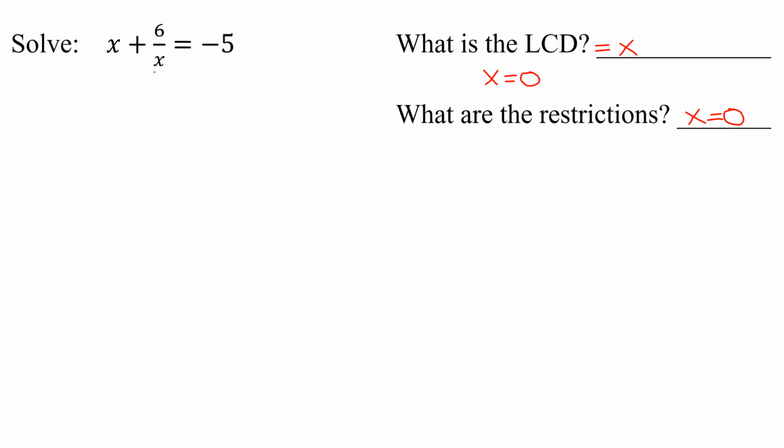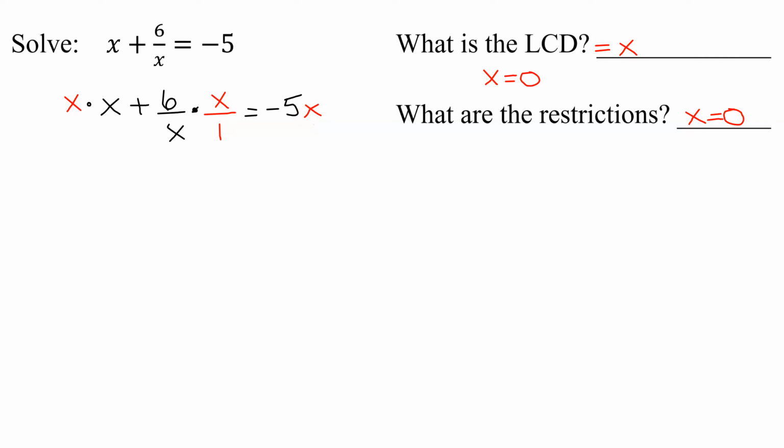So now we're ready to multiply every single term by the LCD. If I have a whole number, I'm just going to multiply by the LCD. So I'm going to have x times x plus 6 over x times, since this is a fraction, I'm going to multiply it by x over 1. It makes simplifying easier. Equals -5 times my LCD again of x. So notice I multiply every single term by the LCD.